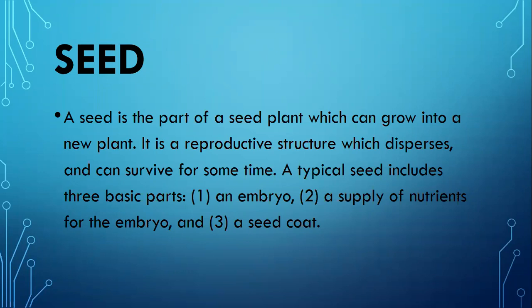Today, we will study about the seed. A seed is the part of a seed plant which can grow into a new plant. It is a reproductive structure which disperses and can survive for some time. A typical seed consists of three basic parts: an embryo that can give rise to a new plant, a supply of nutrients for the embryo, and a seed coat.